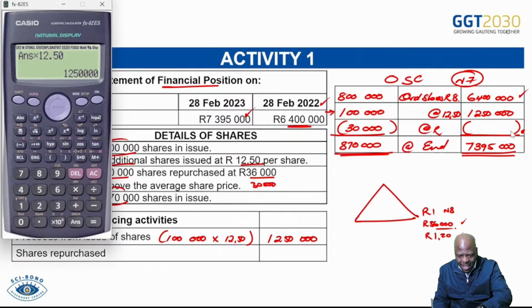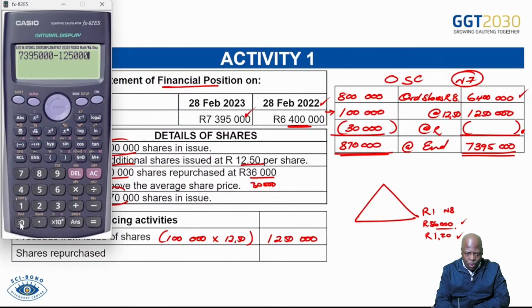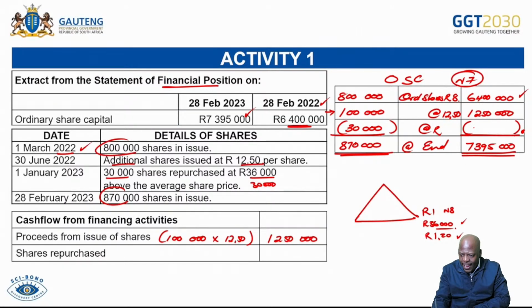We simply do again the bottom up. Let's start with our 7,395,000 from the bottom. Then I'm going to say I'm going up. So I'm going to subtract the 1,250,000. Then I go again and say minus 6.4 million. I subtract it again. And that is going to give me 255,000. So it means here it is 255,000 that I have there.